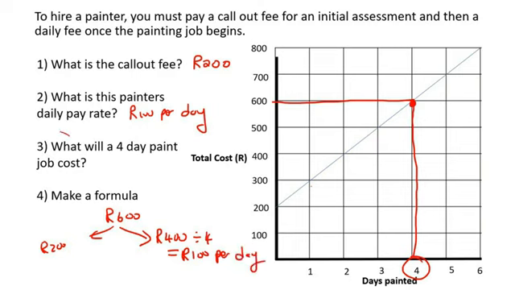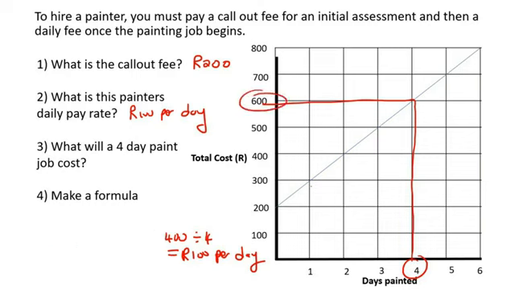Okay, and then this question says, what will a 4-day paint job cost? Well, that's easy. You just go up at 4, go across, 600 Rand. That includes the payout fee, the call-out fee, everything. Okay, 600 Rand. So now it says make a formula for this graph.